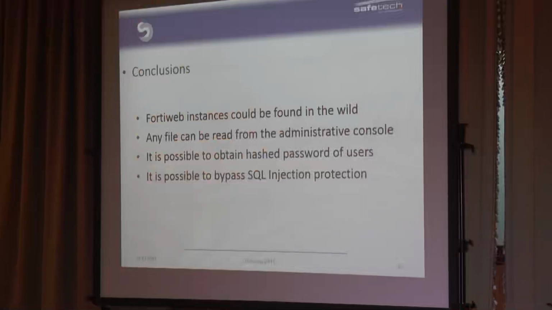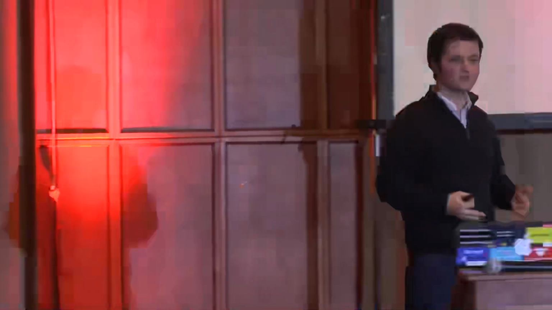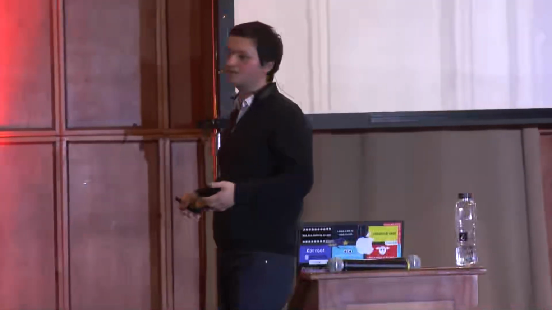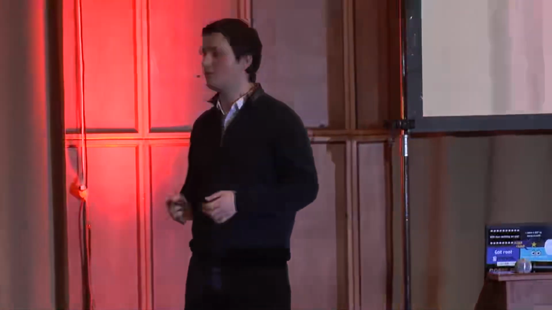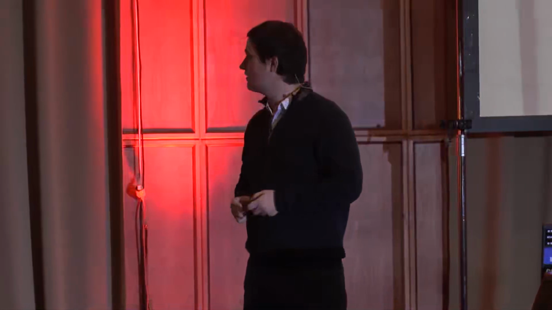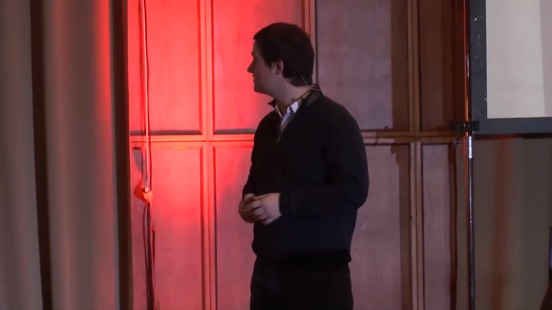Conclusions. I found how to find IP addresses where this web application firewall is installed. You can retrieve the configuration file to read the users and their hashed passwords. Then you can perform a brute force attack on the hashed password, and if this brute force succeeds, then you can just authenticate in the web application console. Another problem is that it is possible to bypass the SQL protection, as I mentioned earlier.